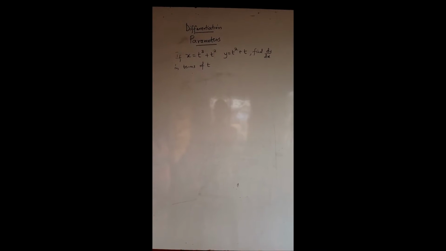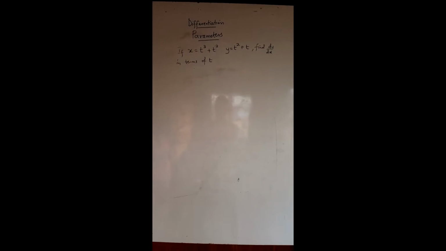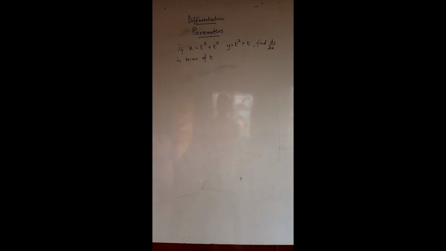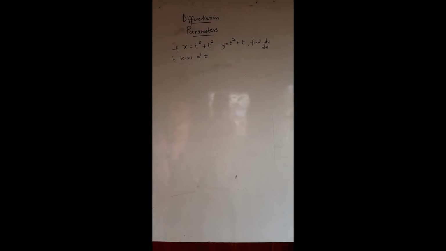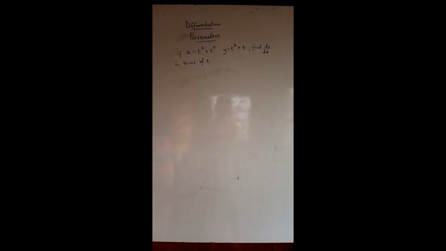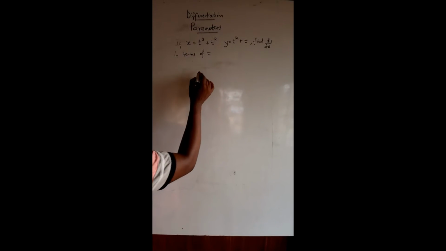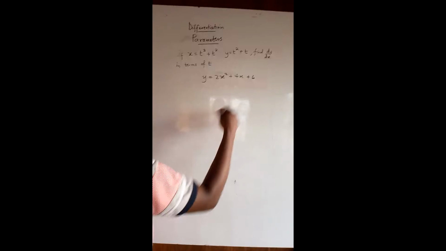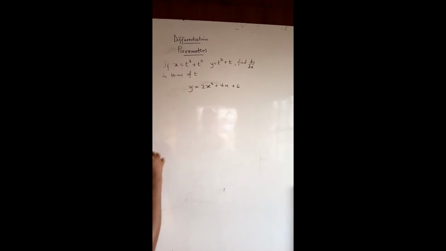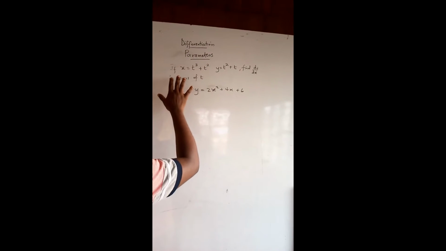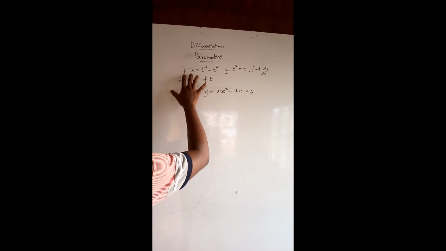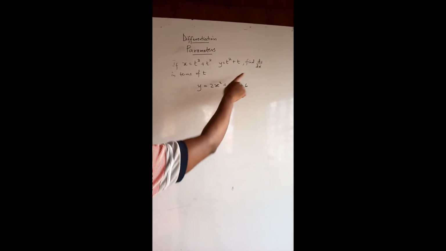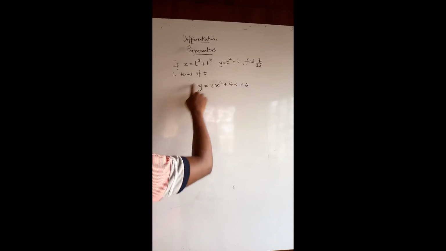One aspect of differentiation that proves quite challenging is when we have parametric representation of equations. Normally, our equations are given as y equals maybe 2x squared plus 4x plus 6, and we will need to differentiate. But with this particular one, they have expressed x in terms of t, and they have expressed y in terms of t, and they are asking us to find dy dx in terms of t.